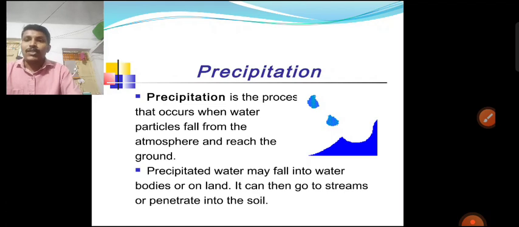Then coming to the precipitation. Precipitation is the process that occurs when water particles fall from the atmosphere and reach the ground. The precipitated water may fall into the water bodies or on the land or on the earth's surface. It can then go to the streams or penetrate into the soils.